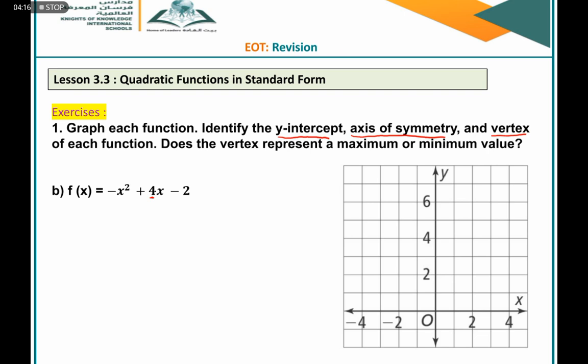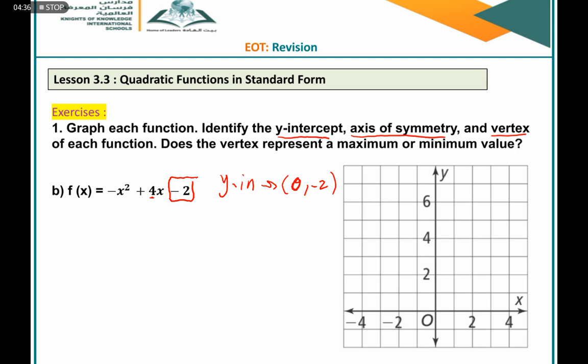Okay, let's go. The y-intercept, as you know, is here. I will write it like this. The y-intercept is what? (0, -2). Bravo. Why 0? Because it is the y-intercept, the x part is always 0.